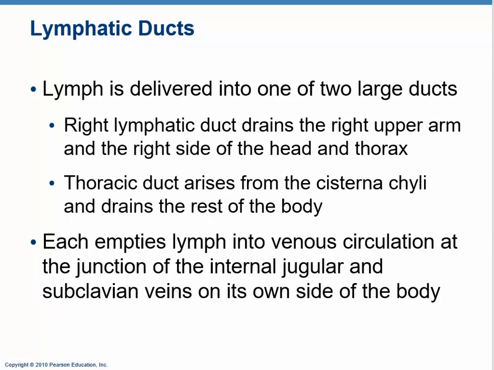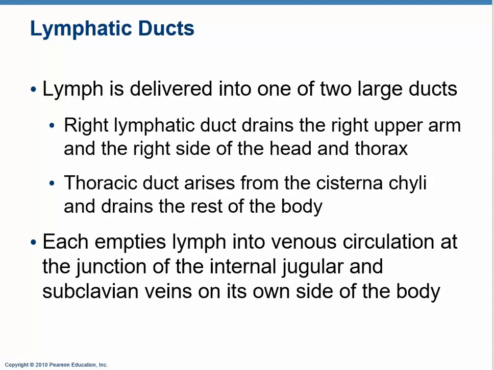Now, all of these trunks drain into ducts, and there's two ducts. There's the right lymphatic duct, which drains the right arm, the right side of the head, and the thorax. So that takes the right subclavian, the right jugular, and the right bronchiomediastinal. All go to the right lymphatic duct. And then the right lymphatic duct goes into the subclavian vein, right where the internal jugular vein enters the subclavian vein.